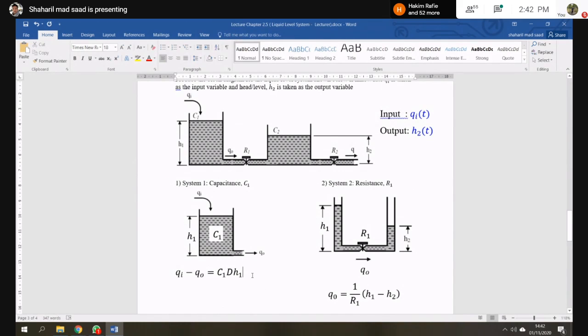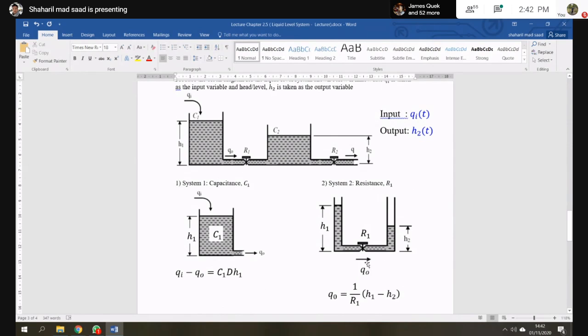Done. You got equation number 1. And then after that, you will go to the resistance R1. So you draw again. This is height number 1 here. And then if we go to height number 2, the output is height number 2 here. H1 will produce height number 2.